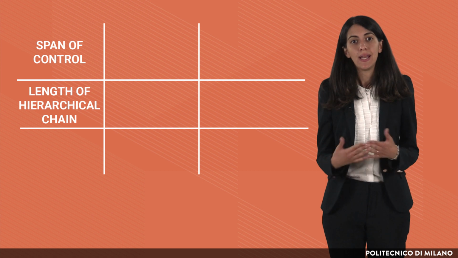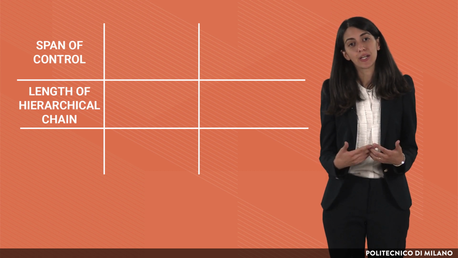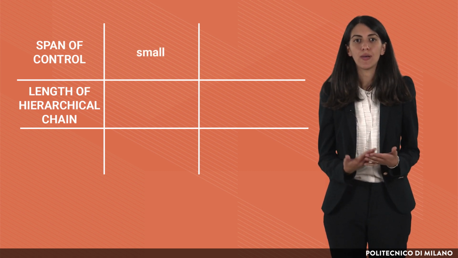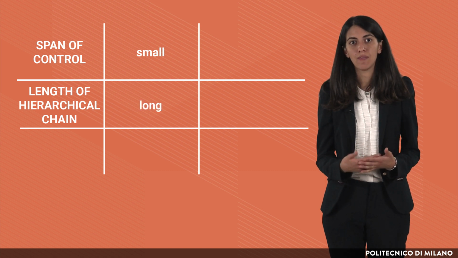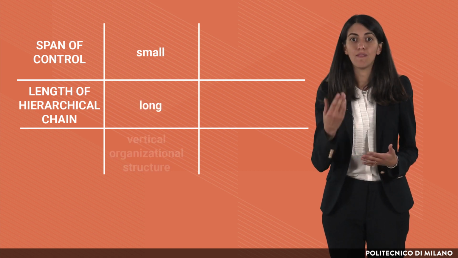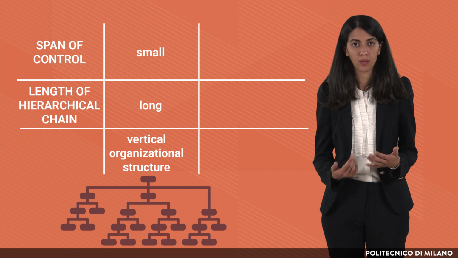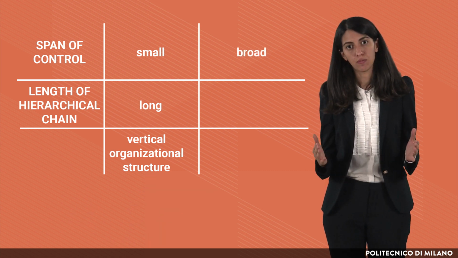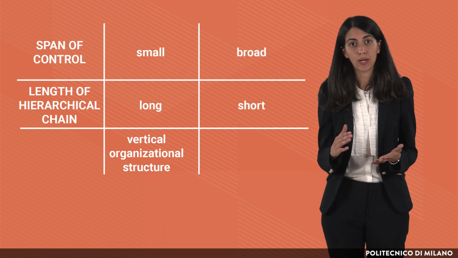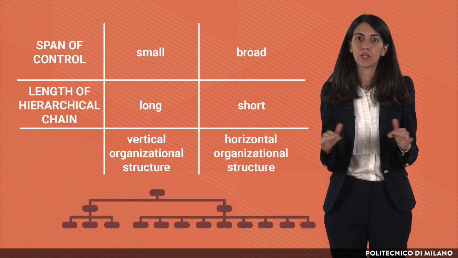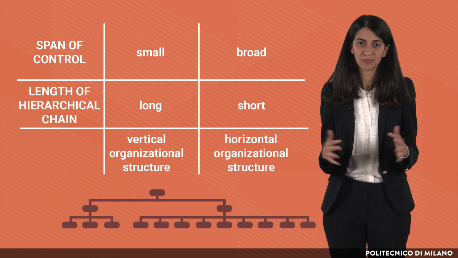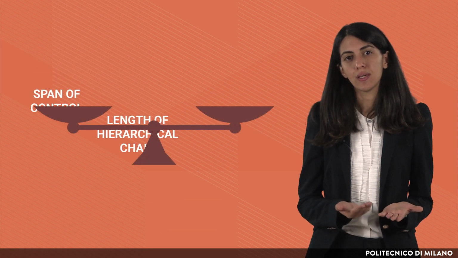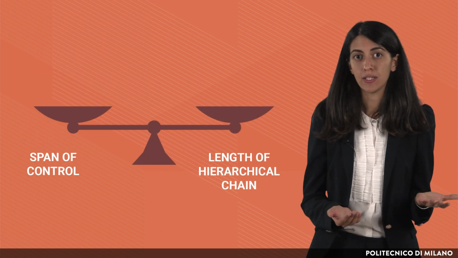Span of control and length of the hierarchical chain are strictly interrelated. When you have a small span of control, you tend to have a longer hierarchical chain with a vertical organizational structure. When you have a broader span of control, you tend to have a lower number of hierarchical levels with a horizontal organizational structure.